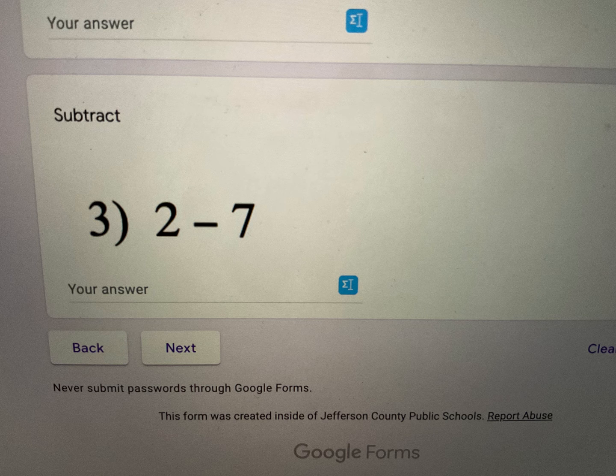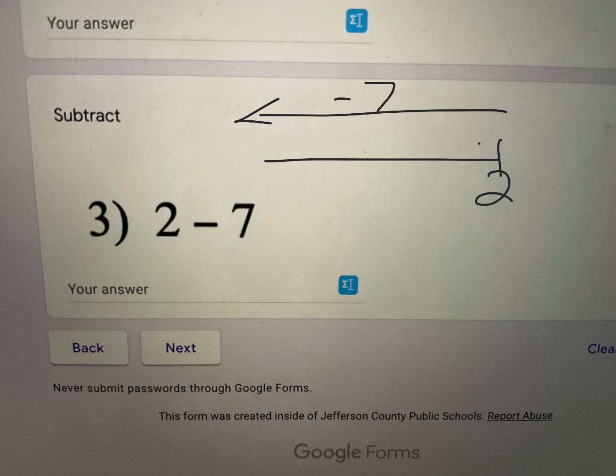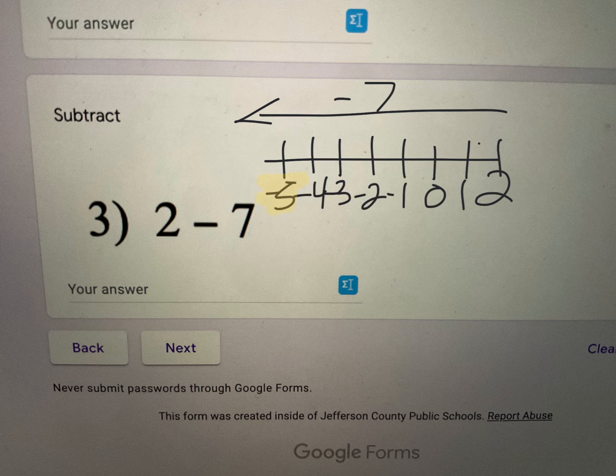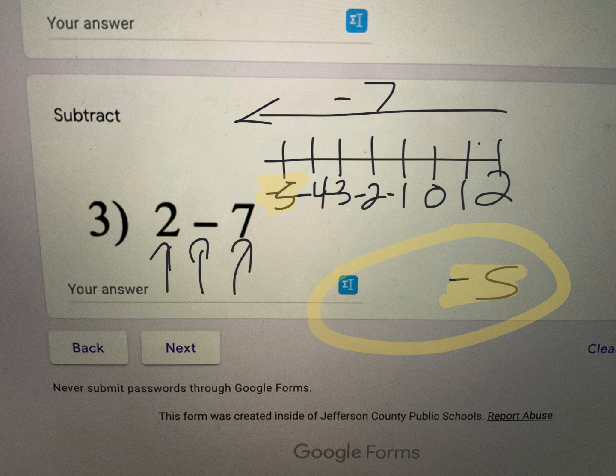Hey, mathematicians, and last problem, we're going to start at positive 2, and again, we're going to go 7 places to the left because we're taking away a negative. I'm sorry, because we're taking away a positive, my bad, which means I'm going to end up at -5. And again, it makes sense. If I start off with $2 in my account, but I take out 7, well, I'm going to end up in the negatives, right? So either way, we're going to end up with -5.